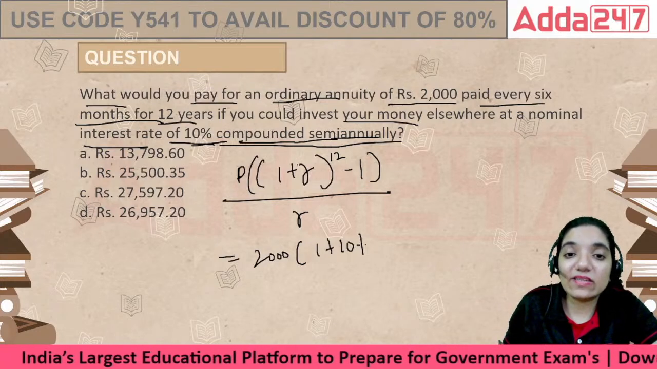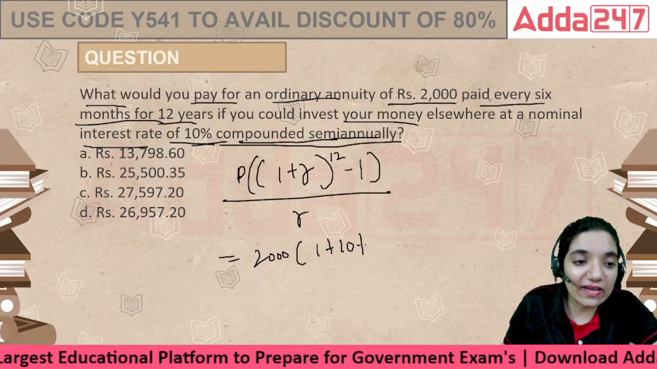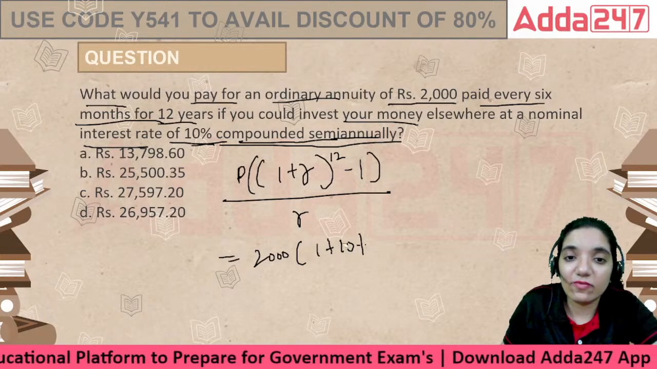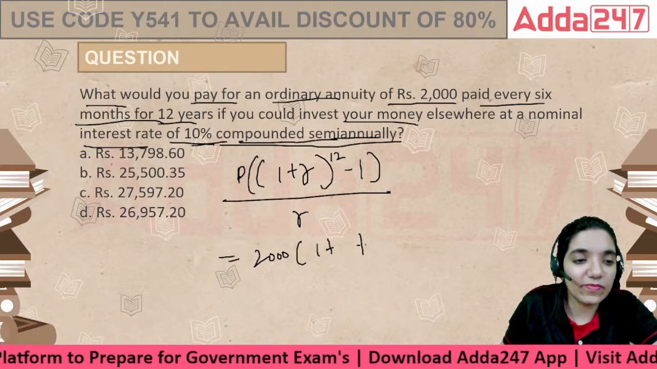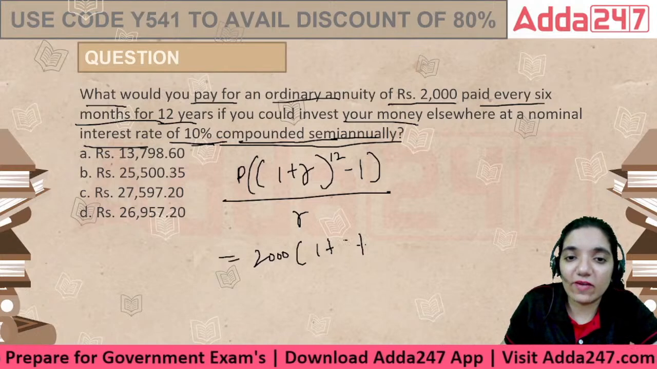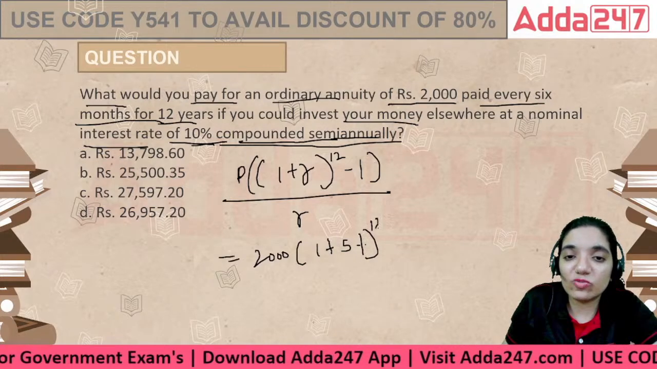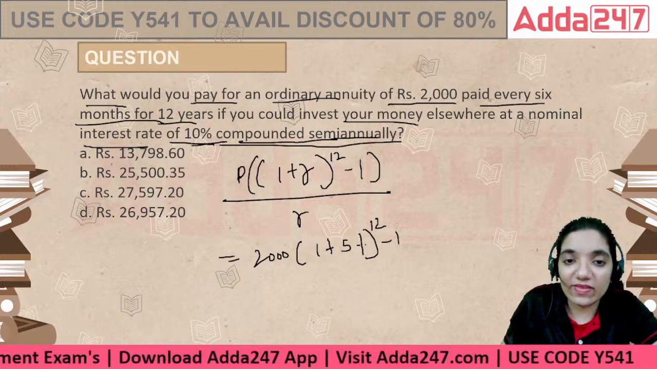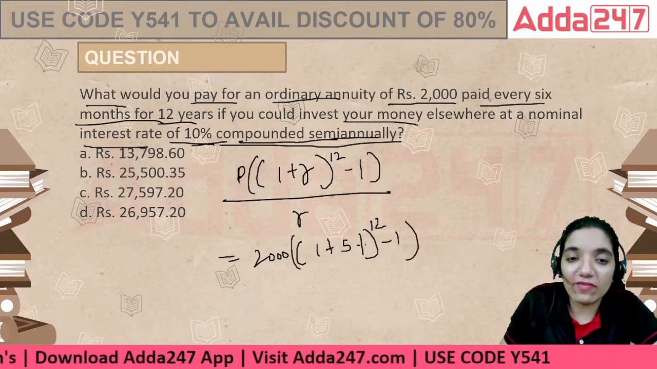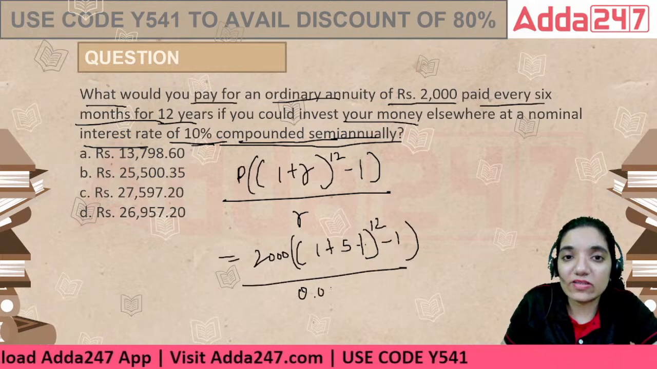It is semi-annual, so we will not take it at 10%, we'll take it at 5%. We'll take this value at 5% and raise it to the power 12 minus 1. Then whatever value we have in terms of this, we'll have 0.05.